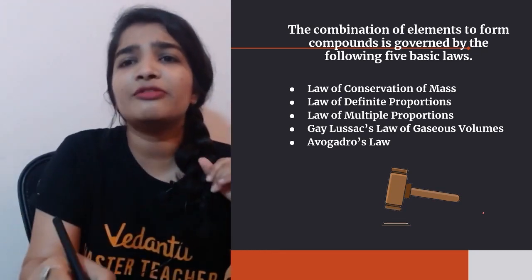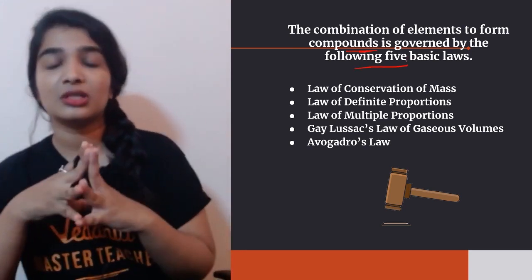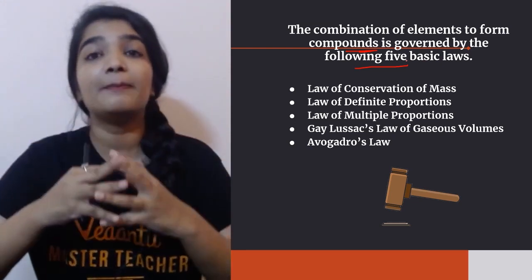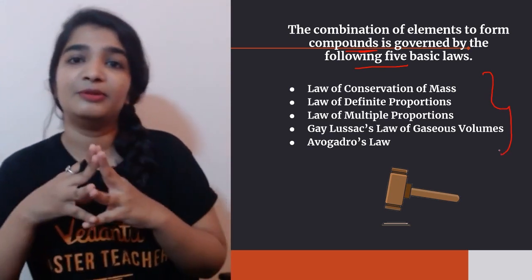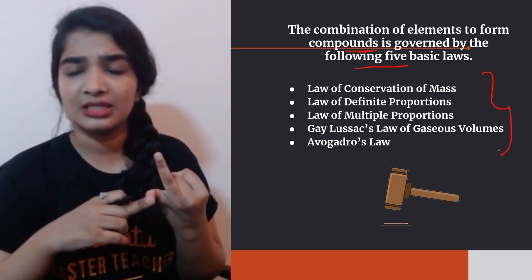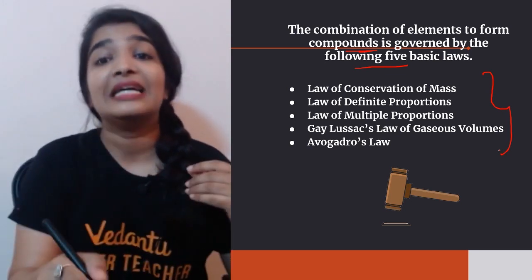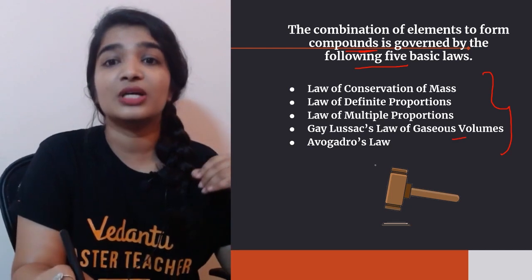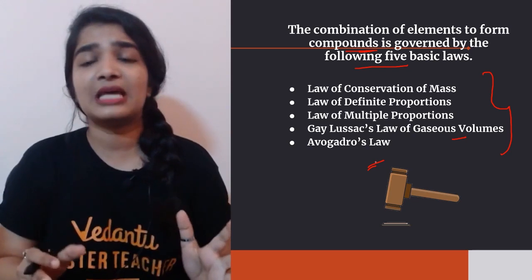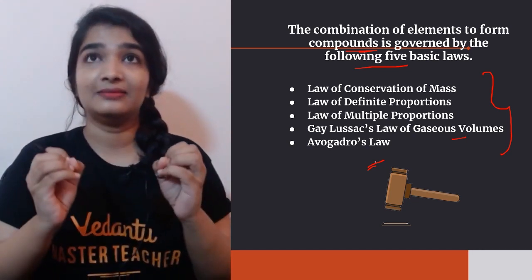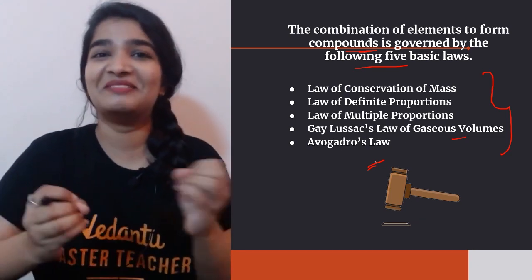Now coming to our laws of chemical combination. The combination of elements to form compounds is governed by the following 5 basic laws. Whenever elements combine to give us a compound, these laws will be followed. What are those? Law of conservation of mass, law of definite proportion, law of multiple proportion, Gay-Lussac's law of gaseous volumes, and Avogadro's law. We'll study every law in detail with a lot of examples so that I can simplify it and make sure that you are able to get it.